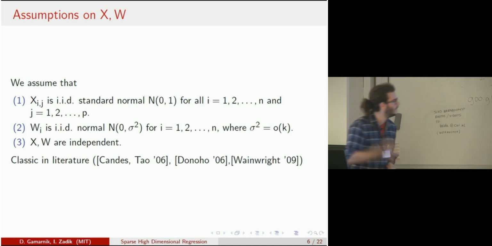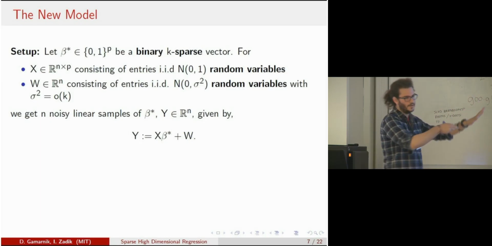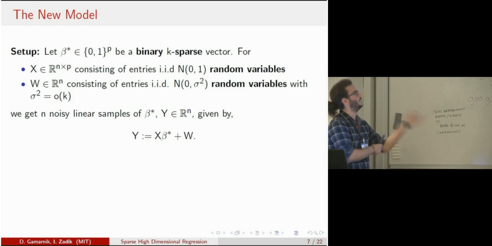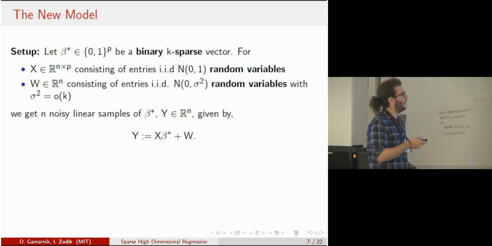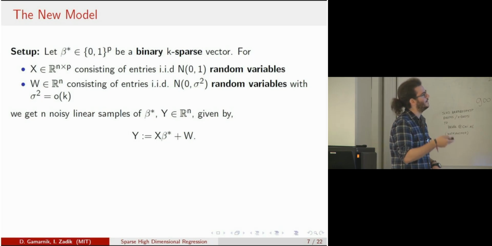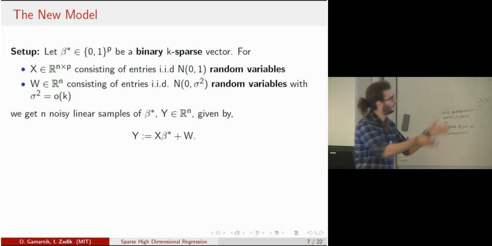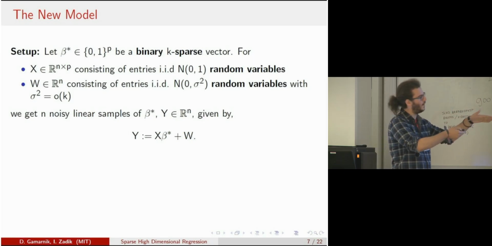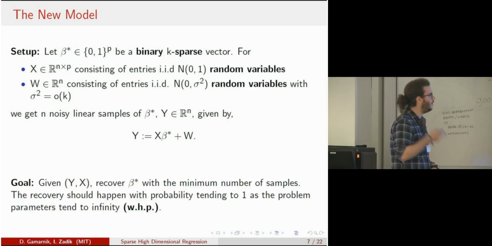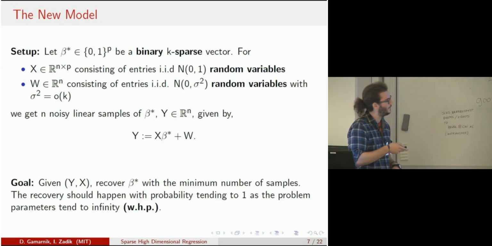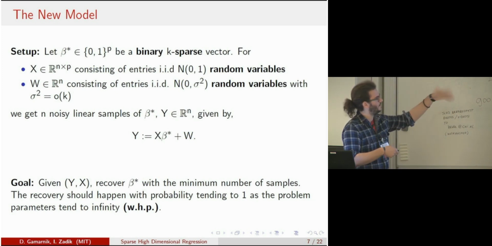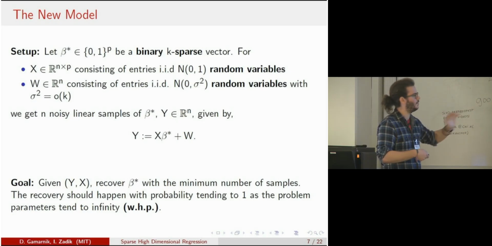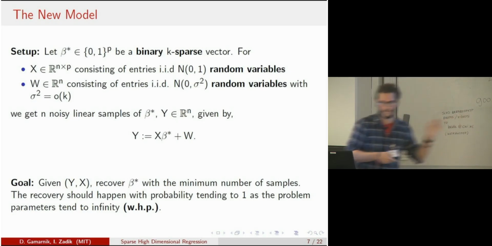These are classic assumptions. Let me tell you what the model is at the moment. The model is that there exists some beta star which is binary and k-sparse. X consists of IID standard Gaussian entries, and W consists of IID mean 0, variance sigma square entries, where sigma square is much less than k. We observe n noisy linear samples, we put them in a vector Y, and Y equals X beta star plus W. The goal is, given the knowledge of Y and X and not W, to be able to recover beta star with the minimum number of samples possible. And because of all this underlying randomness, we want recovery with probability tending to 1, something we call with high probability.